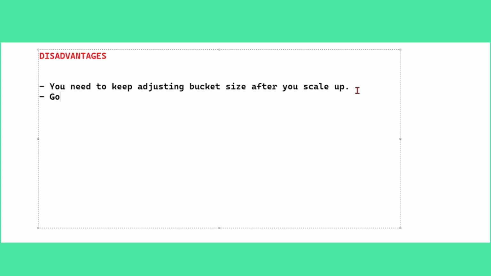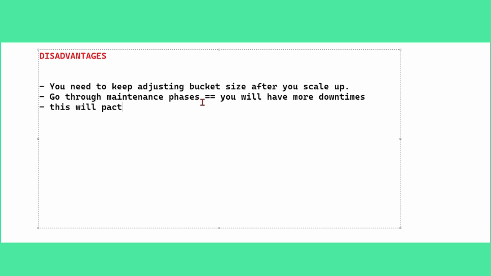you have to go through maintenance phases, which means that you'll have downtime, more downtimes, which is not good. This will impact your SLA. As if you want to be more available for your customers, then you can't do that. You can't be down all the time.